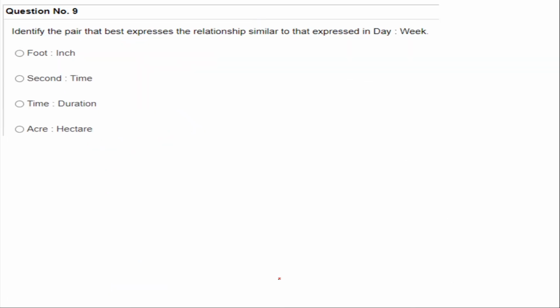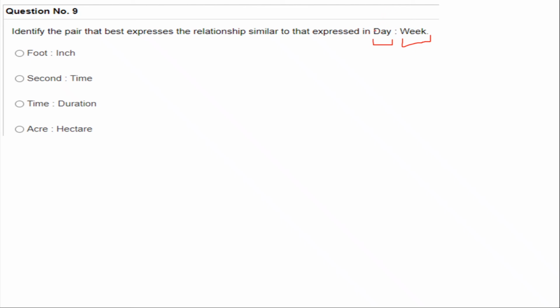Question number 9. Identify the pair that best expresses the relationship similar to that expressed in a day and week. Before choosing the correct option, we first have to understand what is a day and what is a week. We know a week is made of 7 days, right? So a day is a small part of a week, correct?